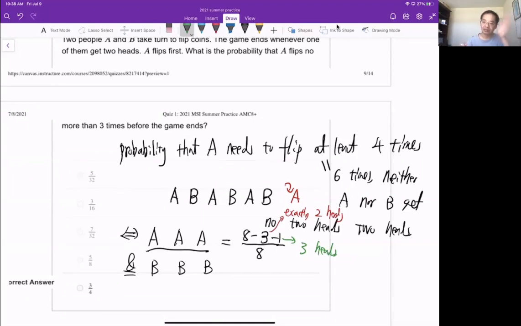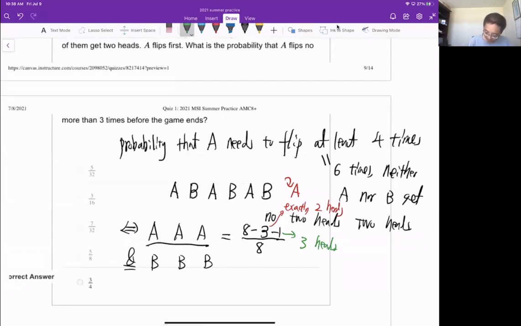Head, tail, head, right? Exactly 2 heads. Or what could happen is all are heads. But for both cases, we get at least 2 heads, right? Okay, all right. So if we get that, this equals 4/8, which is 1/2. And similarly, this one is also 1/2, right?